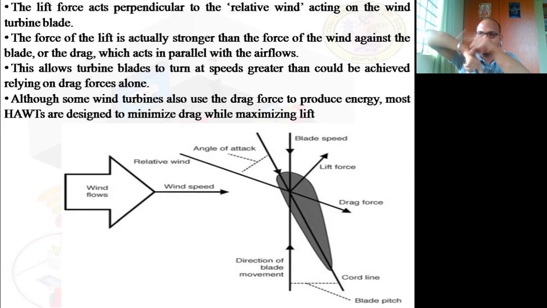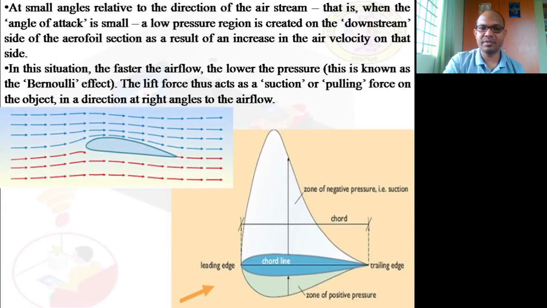Now there exists a rotational speed that generates a relative wind. Is it clear? This is the angle of attack, and this is the blade speed, and this is the lift force. This is the direction of blade movement. This is called the blade pitch. Is it clear? This is the beauty of these lift and drag forces, and this also tells us the aerodynamic things.